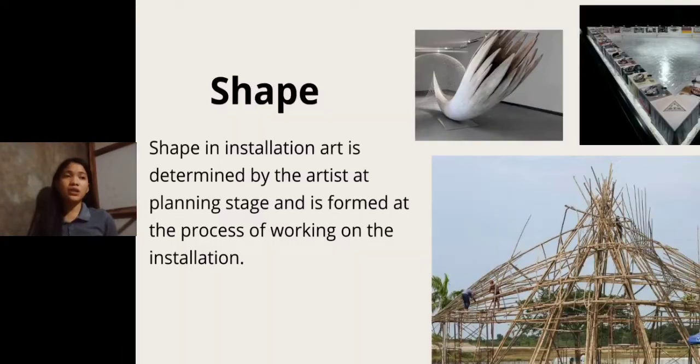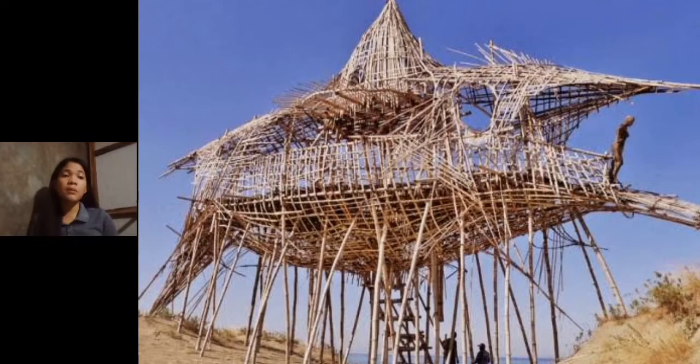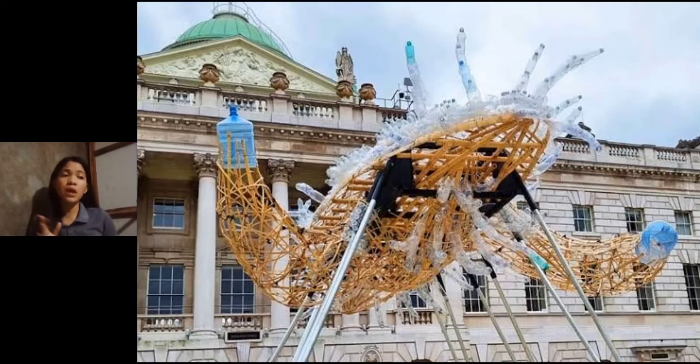So we are now in the shape. In installation art, shape is determined by the artist at planning stage and is formed at the process of working on the installation. In short, shape is about planning, creating formation, and constructing. In installation art, mag-una man jud na ang planning kung unsang artwork mo buhaton, then ang shaping or formation sa imong art, kung two-dimensional ba or three-dimensional aspect of form.